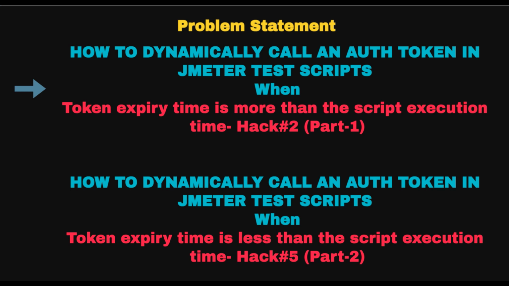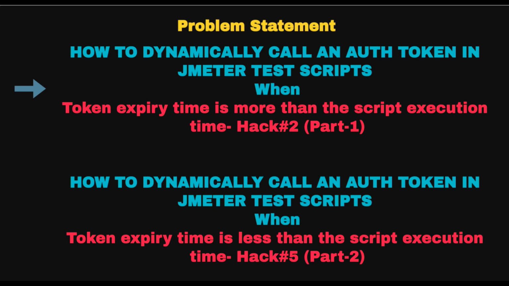In this video, we will discuss how to dynamically call an auth token when token expiry time is less than the script execution time. Be noted, here we are going to create a test plan where our token expiry time is less than the script execution time. We would like to discuss how we can prepare a test plan which will suffice this problem statement.